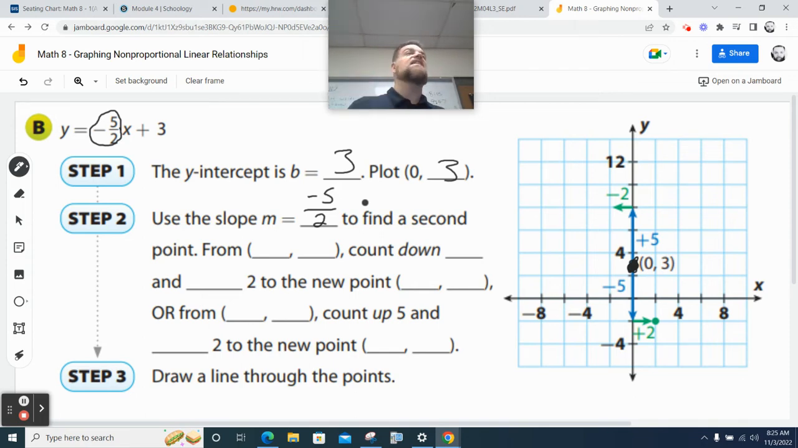Well, technically, that's the top number, right? The top number is the rise, and because it's a -5, now I know to go down 5. I go down 5 units. And then we're going to plot. So find the second point from (0, 3). We're going to count down 5 and right 2 to the new point, which is right here. Does anybody know what this is?